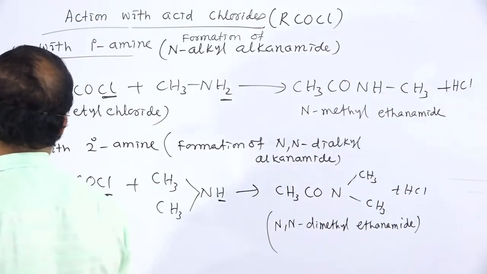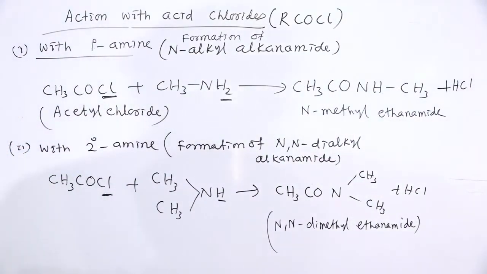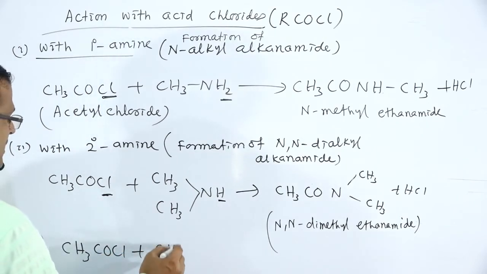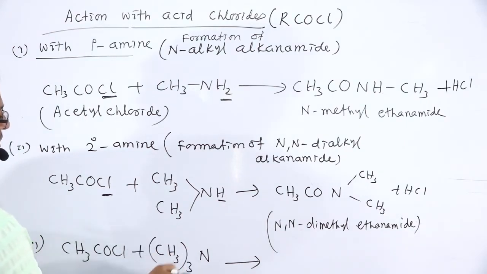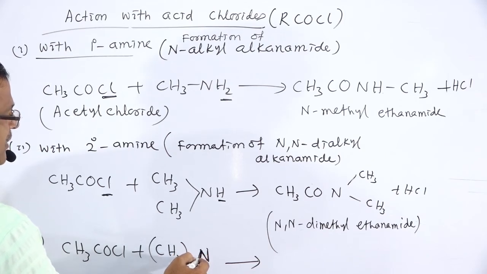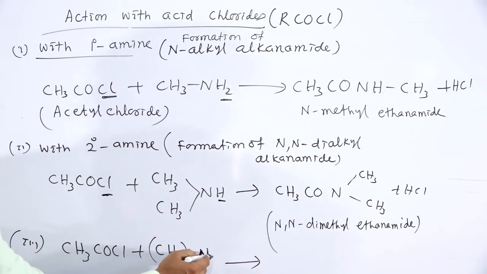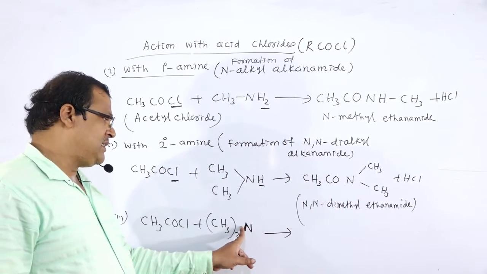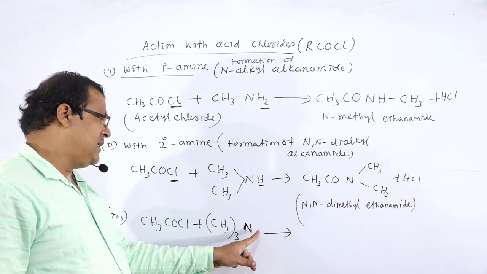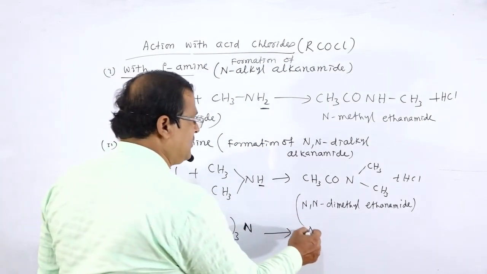Next we will explain how a tertiary amine reacts. CH3COCl is treated with N(CH3)3, a nitrogen atom linked to three methyl groups. Since there is no hydrogen atom on the nitrogen in this case, there is no such reaction. No reaction.